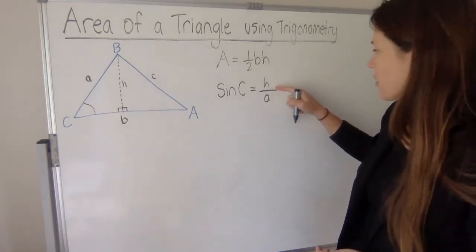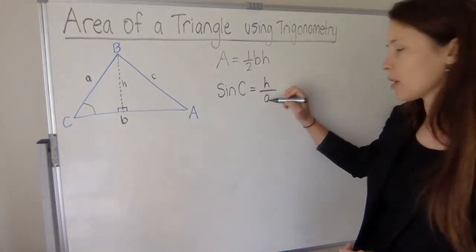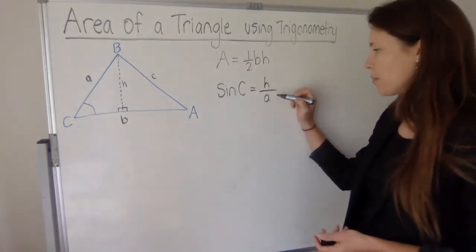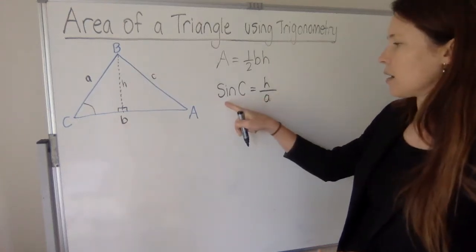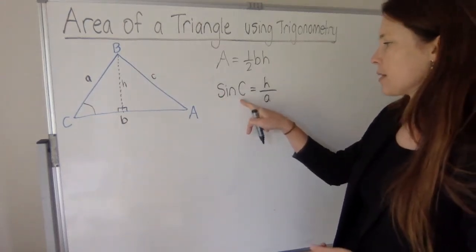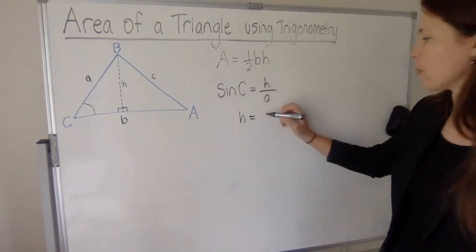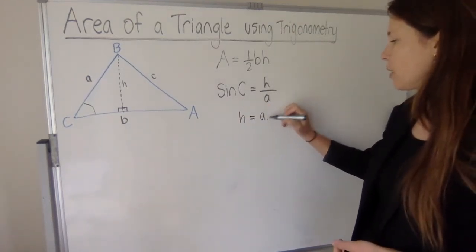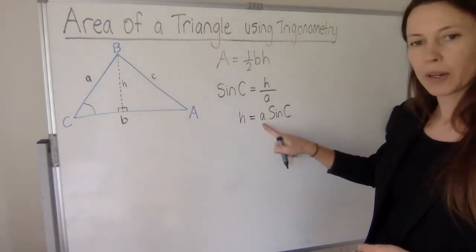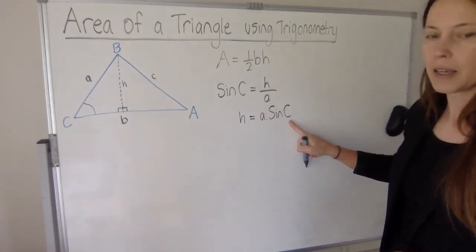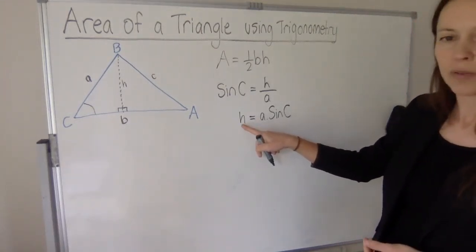To come up with an expression for h now, I really just need to rearrange this so that the h is all by itself. Now instead of having h divided by a, if I multiply both sides by a, I'll have the h all on its own, and on this side I'll have a times sine c. So let's write that down. One side will be h, the other side will be a multiplied by sine c. Now make sure we use a lowercase a here and an uppercase C here. All right, how does this help us? Well, we now have an expression for h.